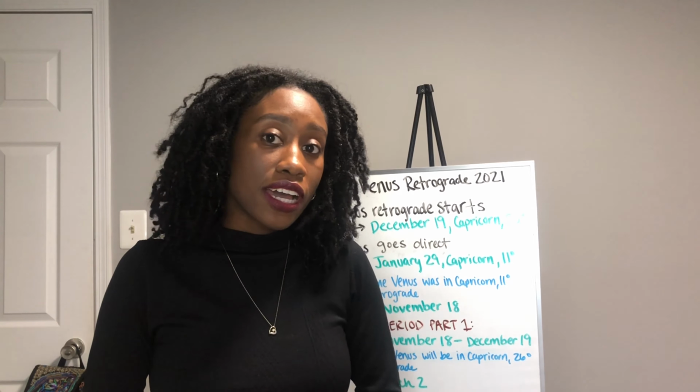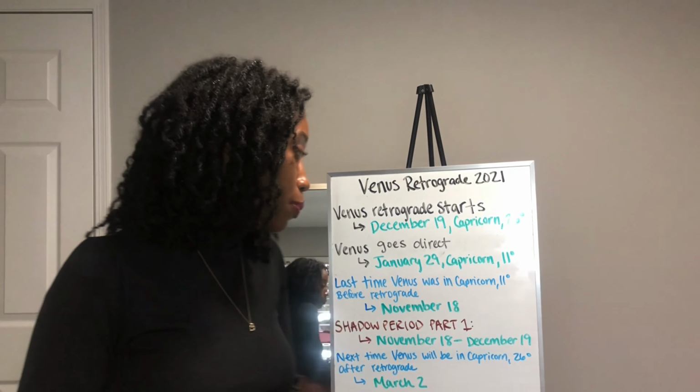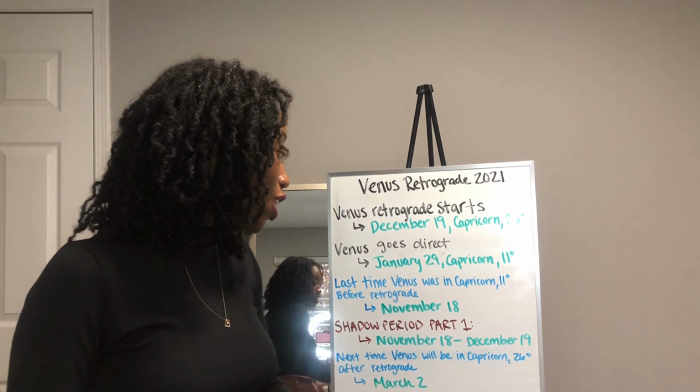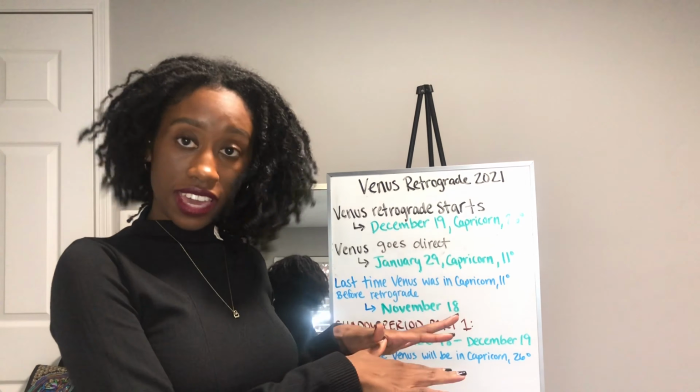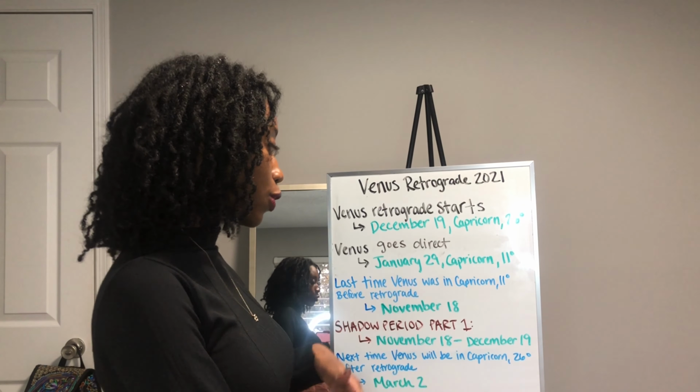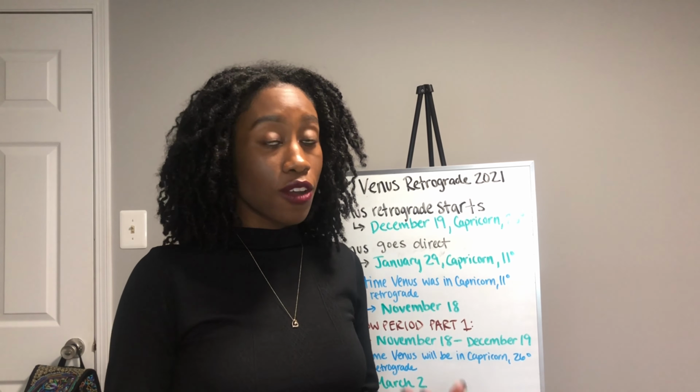So for example, say you're given a project to work on at your job and it's your responsibility to make sure that it goes smoothly, but you want to do it a little differently than the way it's normally done. So you want to test out a new process. A good time to test out this process would be the shadow period. So in this case, between November 18th through December 19th, right? So that's when you would implement this new process.